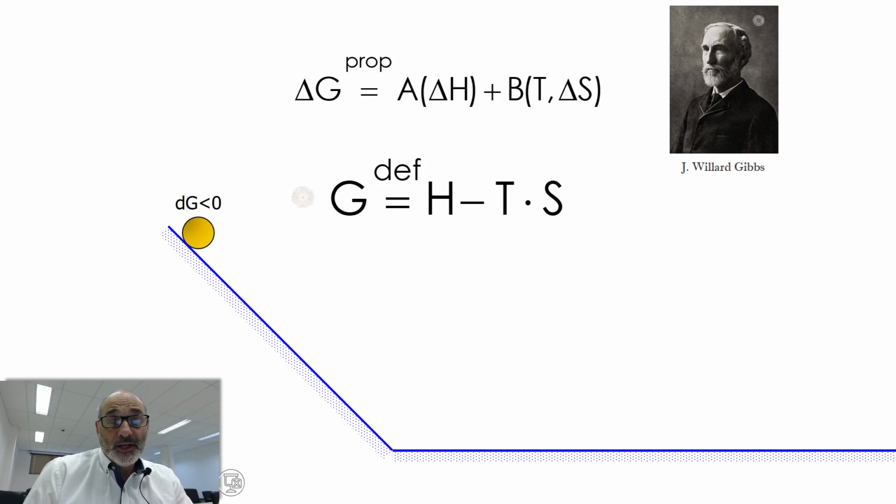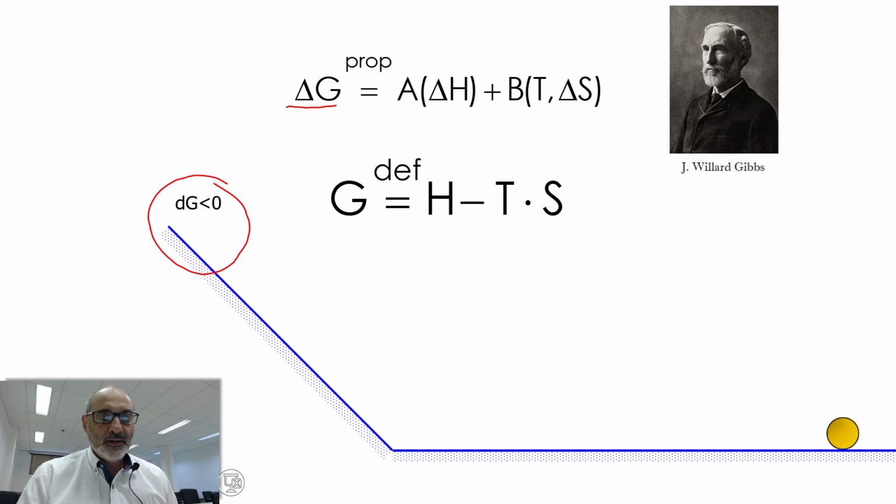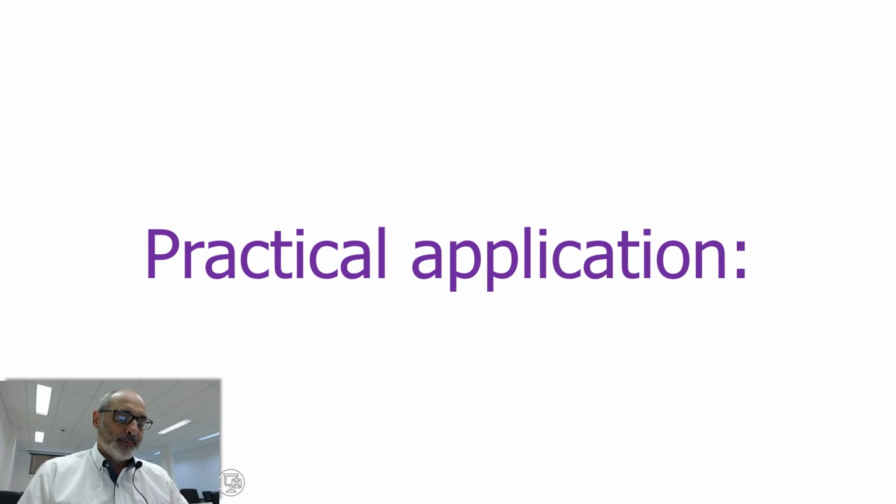We can simply define now, because we proposed things in terms of variation of Gibbs free energy, a state variable G, Gibbs free energy, equals H minus TS. And we know that when dG is negative, the process is spontaneous. If I do nothing, simply let things happen, the ball will go downwards, because it's a spontaneous process.